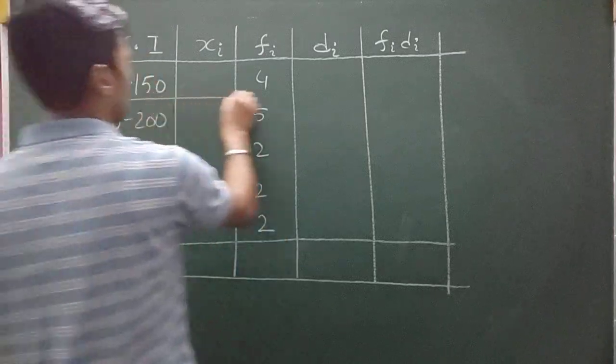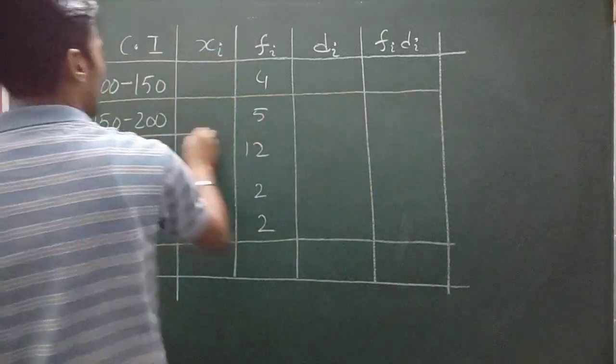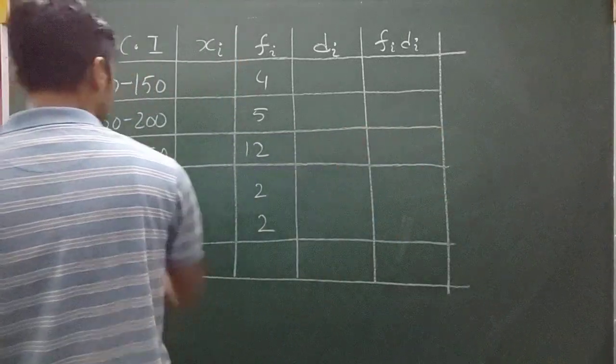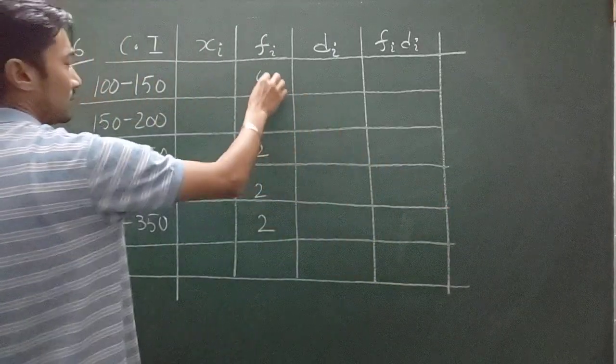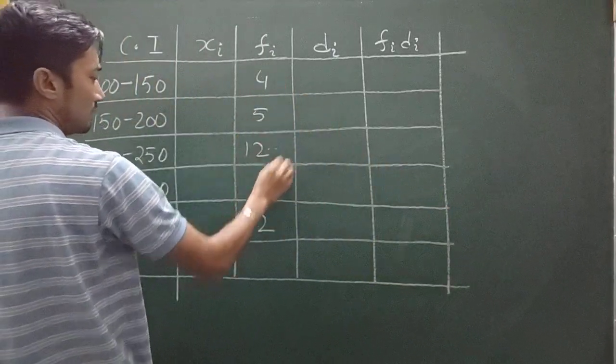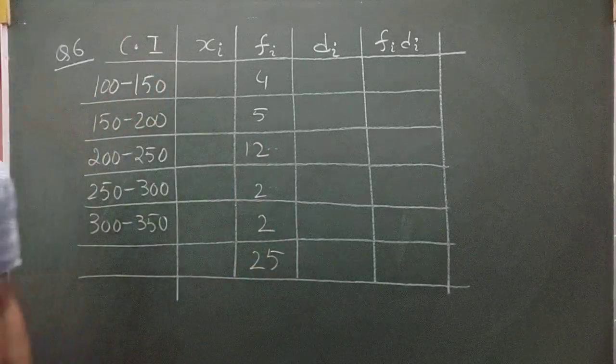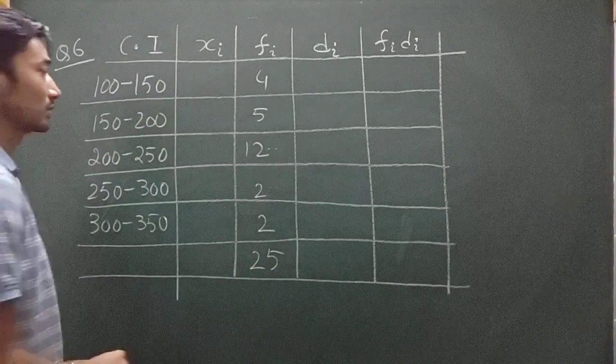So let me just prepare the column. You can also do it quickly. The total of frequency will be 9, 10, 11, 12, 13, 14, 15, 1 left, 25. 25 households correctly.